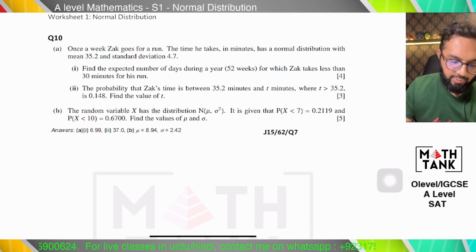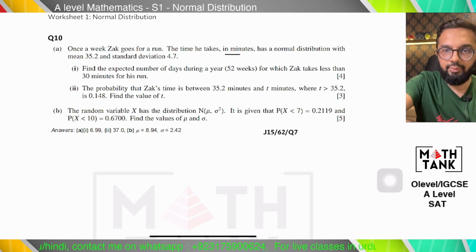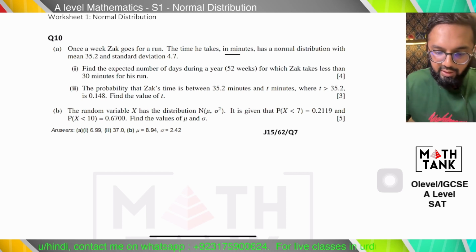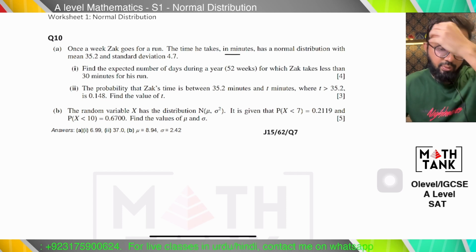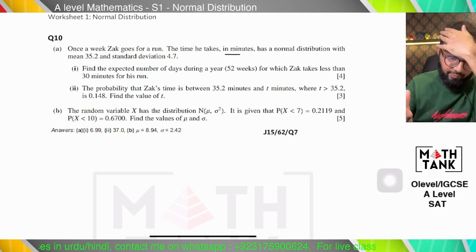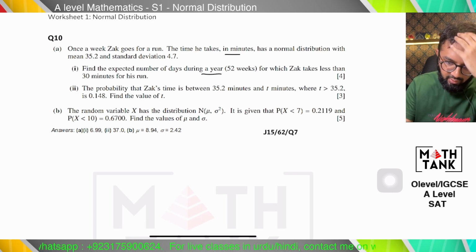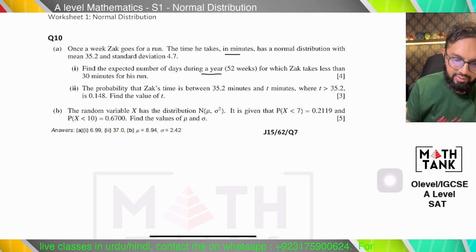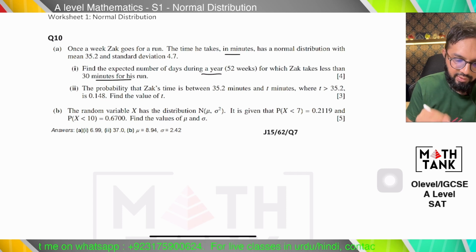Question 10 says, once a week, Zach goes for a run. The time he takes in minutes has a normal distribution with mean 35.2 and a standard deviation of 4.7. Find the expected number of days during a year, 52 weeks, for which Zach takes less than 30 minutes for his run.